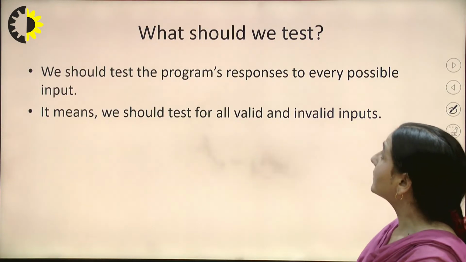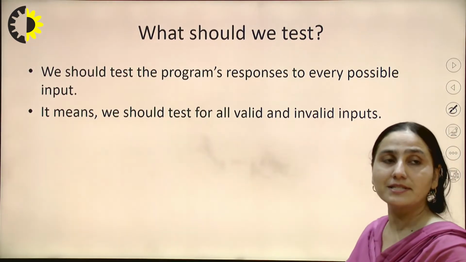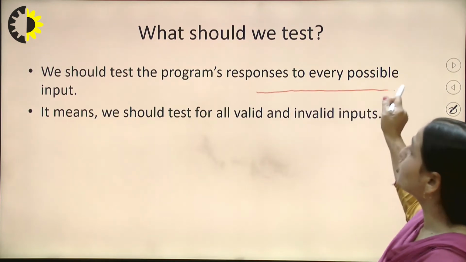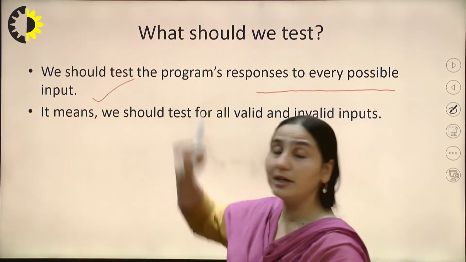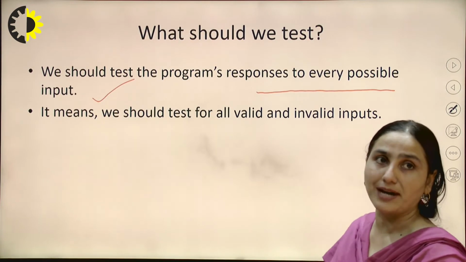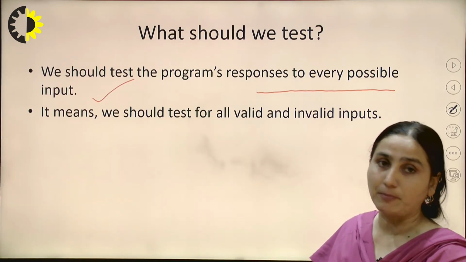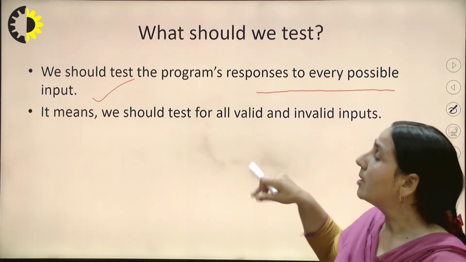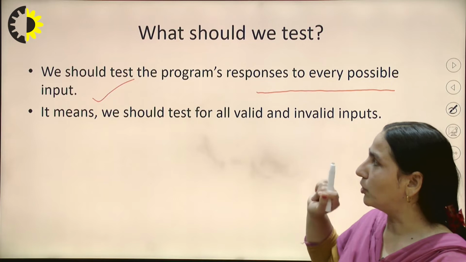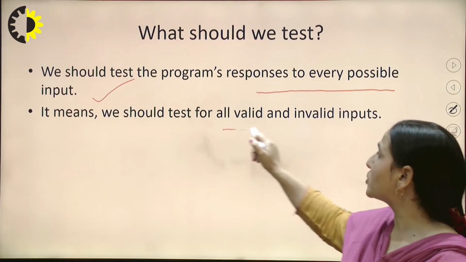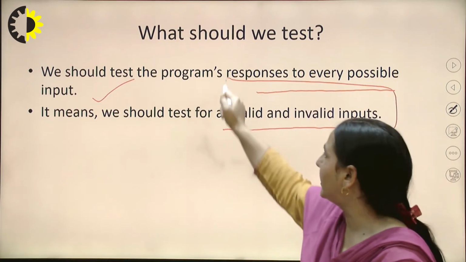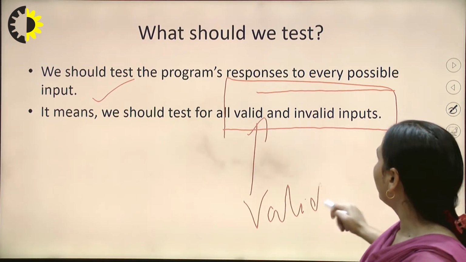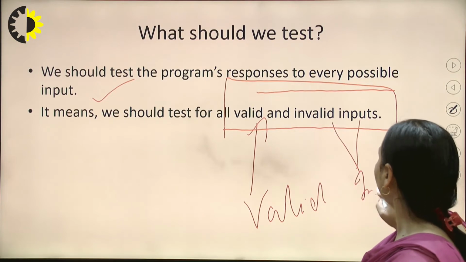Now, what should we test? What are the things that we are supposed to test? We should test the program responses to every possible input. Whatever inputs we are giving, we should test the program with every possible set of inputs, and we'd like to know how the program is going to respond based on the inputs we give to the system. It means we should test for all valid and invalid inputs. It's not only the valid inputs that we are going to test. We should also check for the invalid inputs.